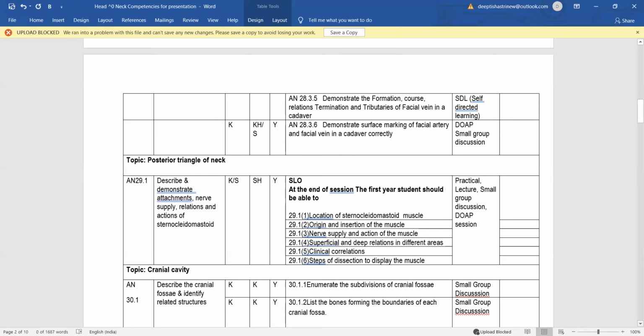Dr. Saujanya, as you specifically mentioned, you can mention superficial and deep relations in the upper one third, middle one third, and lower one third. Yes, ma'am. And the last SLO, steps of dissection. Can we reframe this SLO, or is it correct, ma'am? Because for demonstrating the sternocleidomastoid, are steps of dissection required? No, we just discussed that they can drop that SLO.